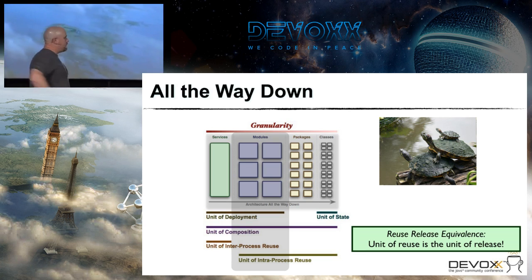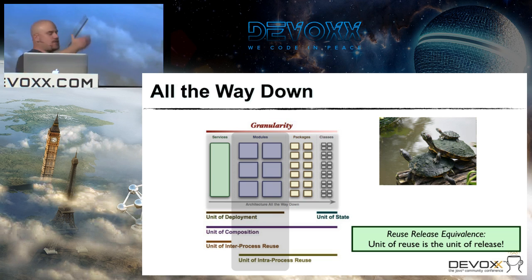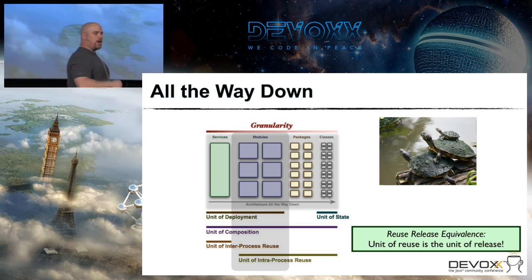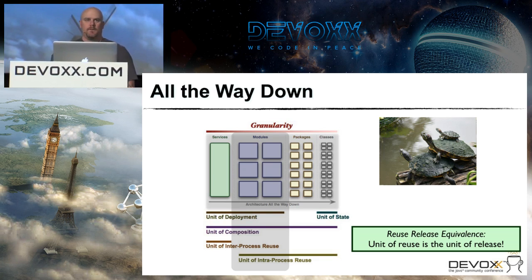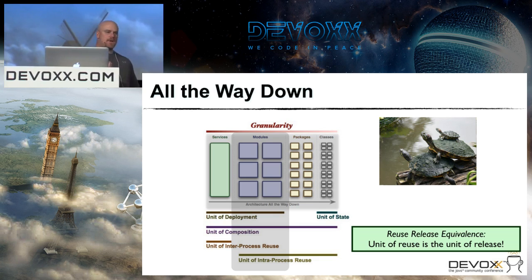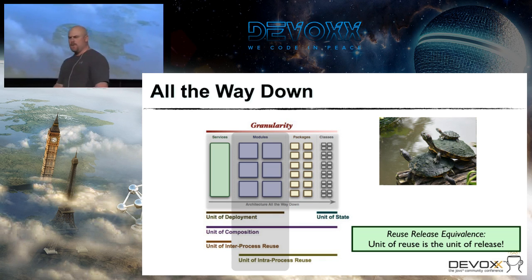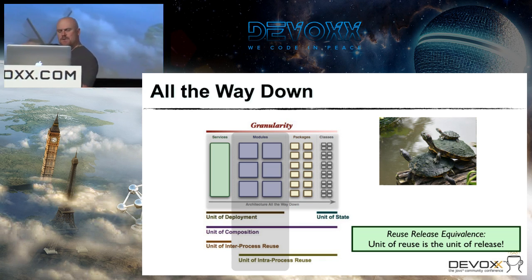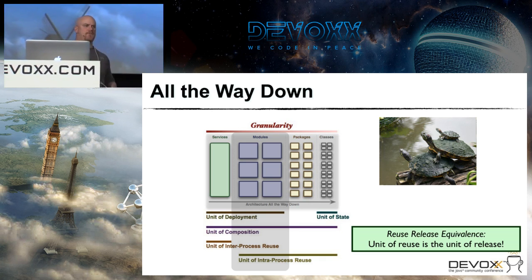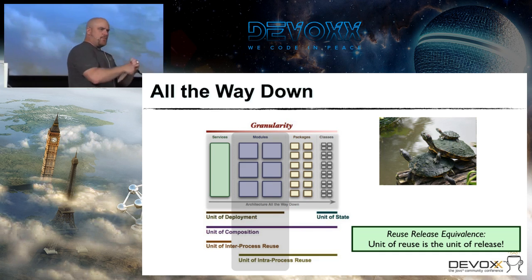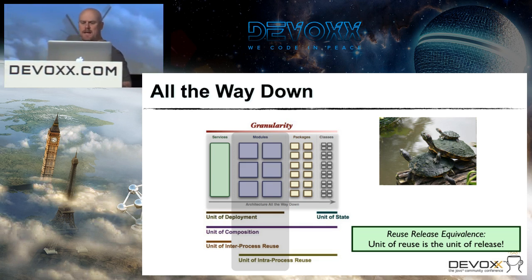The reuse release equivalence principle. The unit of reuse is the unit of release. Think in terms of what these different entities on the Java platform are good at, what their purpose in life is. Classes are good as a unit of state. That is, they have instance variables associated with them, so on and so forth. They're behavioral. Packages, Java packages are a way to organize classes. They're a unit of composition. We compose classes together, we put them in a package, and this package should have some level of granularity and behavior associated with it.